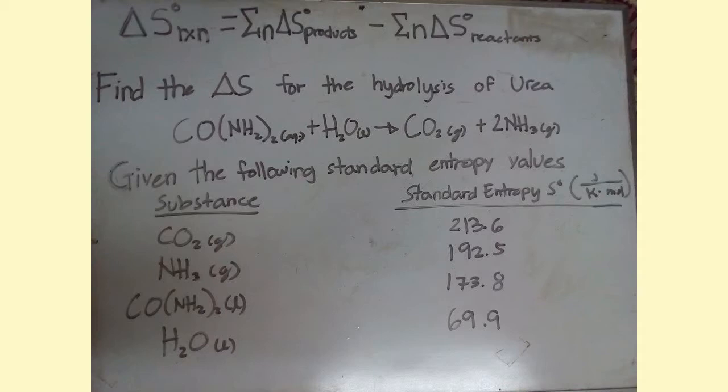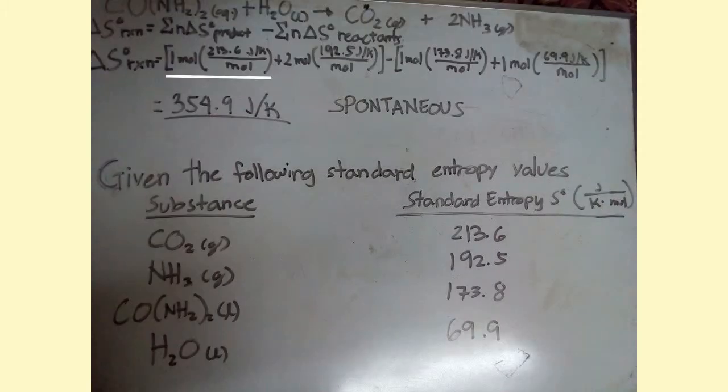Example problem. Find the change of entropy for the hydrolysis of urea. We can solve the problem with the help of the given standard entropy values. We'll use the formula and substitute. For the product side, CO2 is 213.6 with 1 mole, plus NH3 is 192.3 with 2 moles, minus the reactants, CO(NH2)2 is 173.8 with 1 mole, plus water is 69.9 with 1 mole. Through this process, we got the change in entropy, which is 354.9 joules per Kelvin. The result is positive, therefore it is spontaneous, and if the result is negative, it is non-spontaneous.